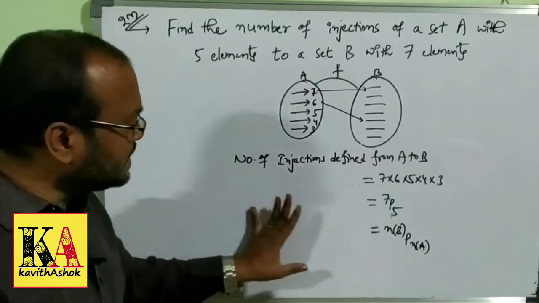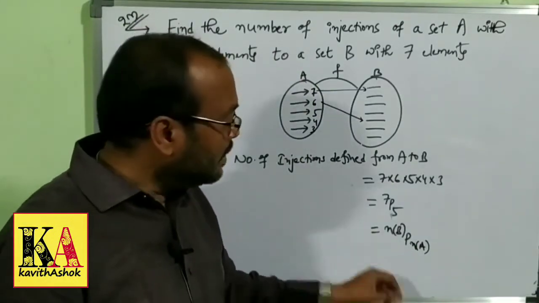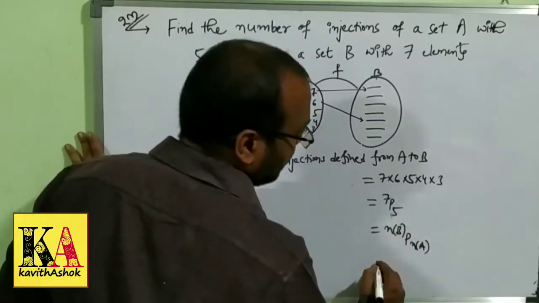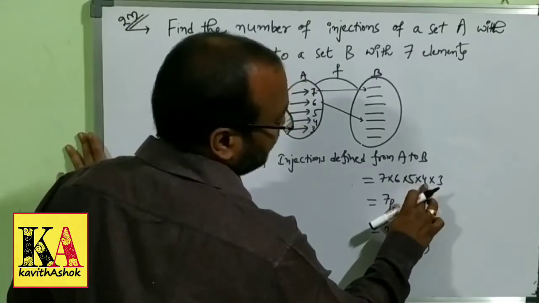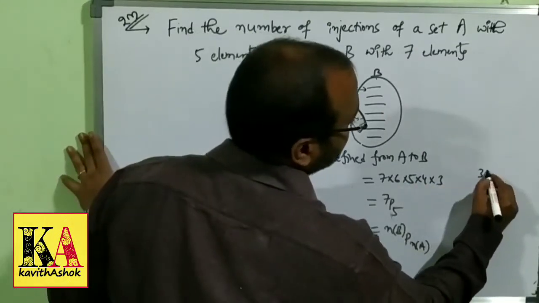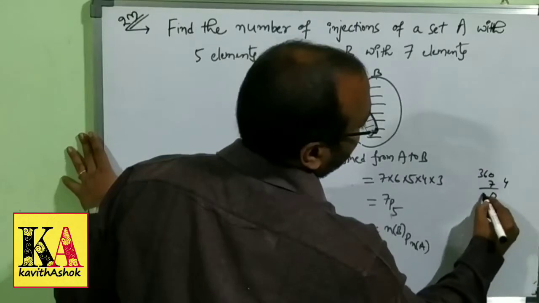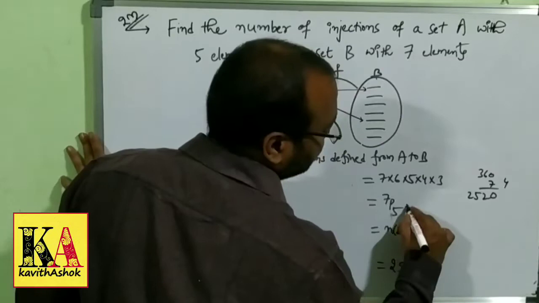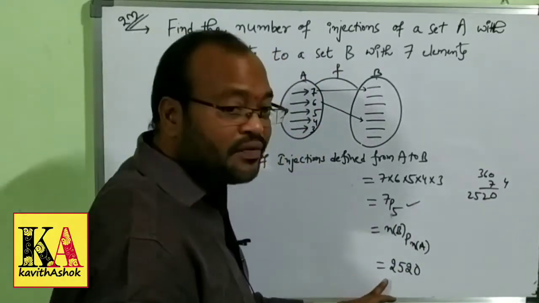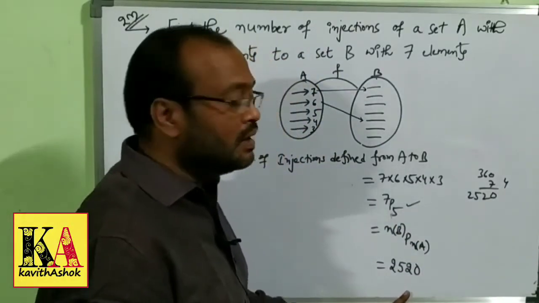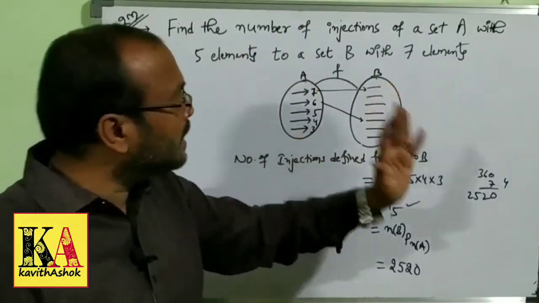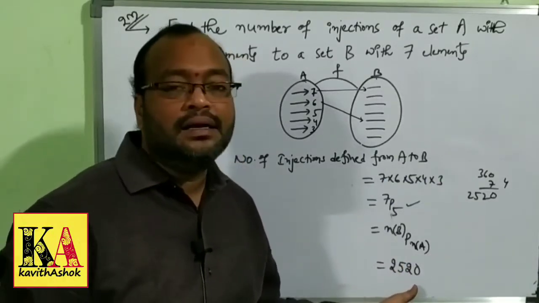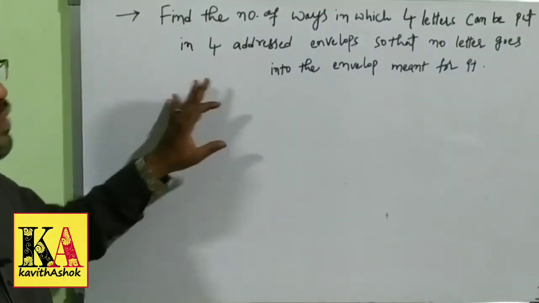So in the exam, just write down the formula n of B, P, n of A, replace the values, and easily we can get the answer. So what is the answer here? 5 4 are 20, 20 into 3 is 60, 60 into 6 is 360, 360 into 7 is 2520. If you write up to 7P5 also, that is correct. If we simplify and write 2520 also, it is correct. So the number of injections defined from A to B is n of B, P, n of A, that is 2520.